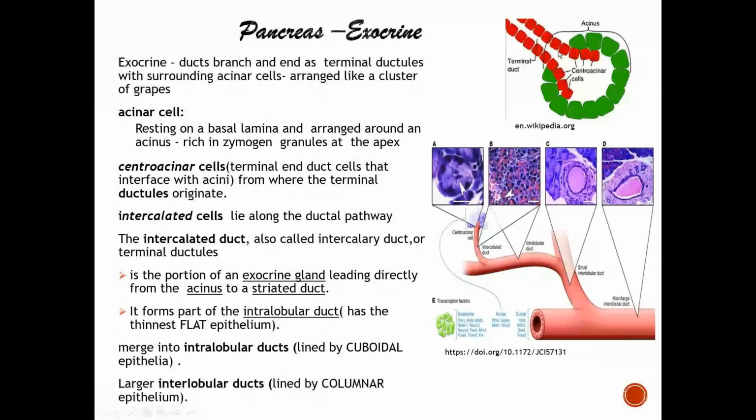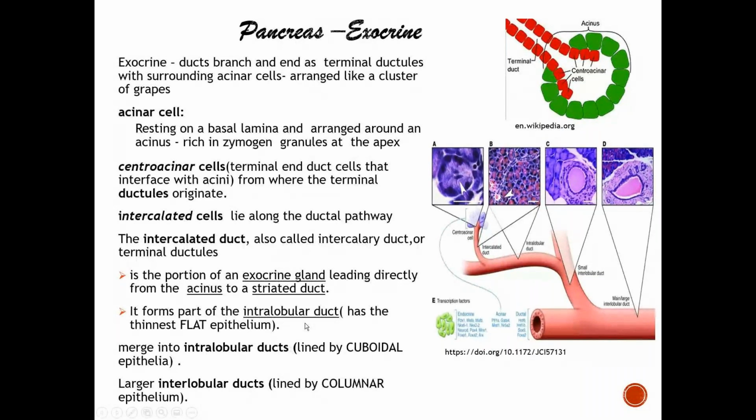Then you got the intercalated duct. Let's go to this figure. Now from the acini, you got the intercalated duct, also known as the intercalary duct or the terminal ductules, which is a portion of the exocrine gland leading directly from the acini to a striated duct. It then goes and opens into the intralobular duct.